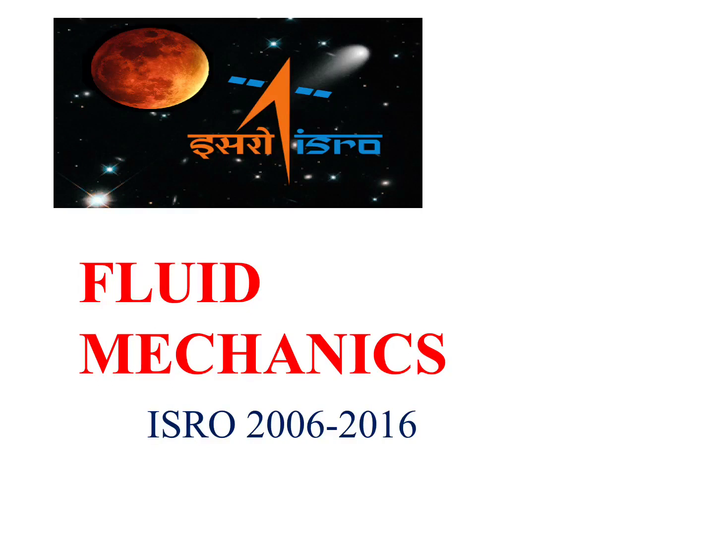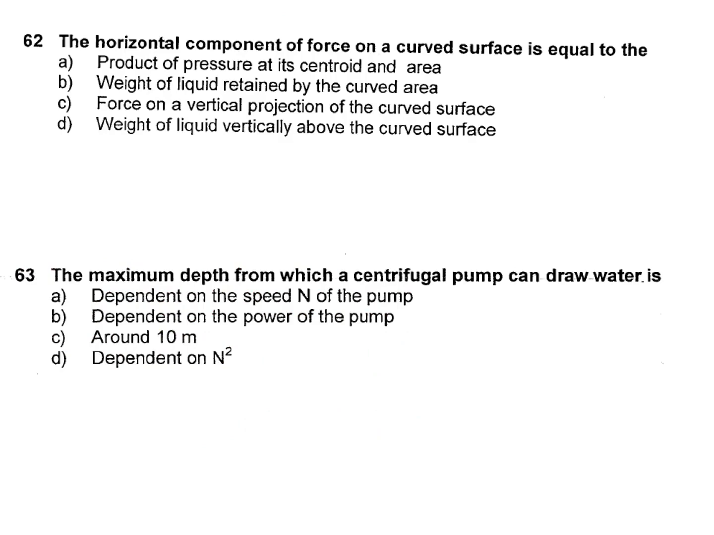This is Fluid Mechanics ISRO question paper part 2. Question: the horizontal component of force on a curved surface is equal to a product of pressure at its centroid and area, B weight of liquid retained by the curved area, C force on a vertical projection of the curved surface, D weight of liquid vertically above the curved surface.